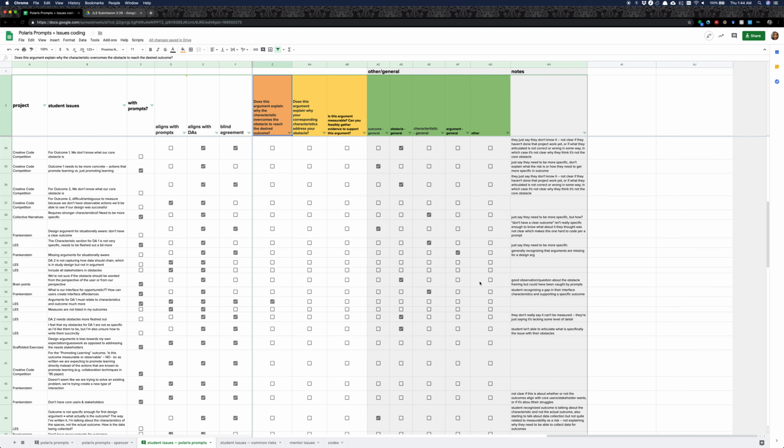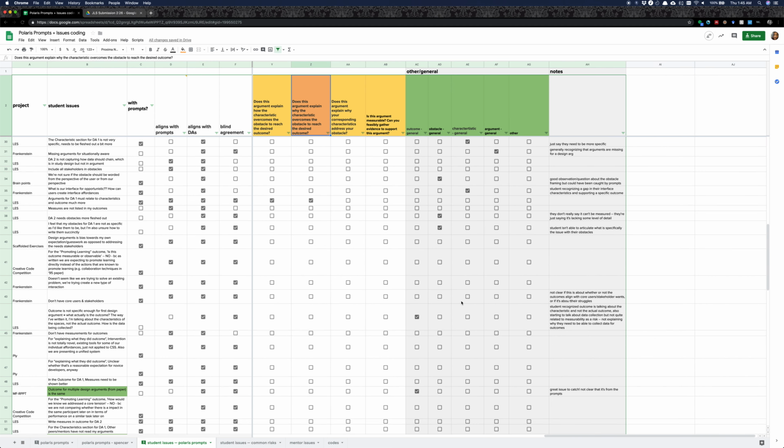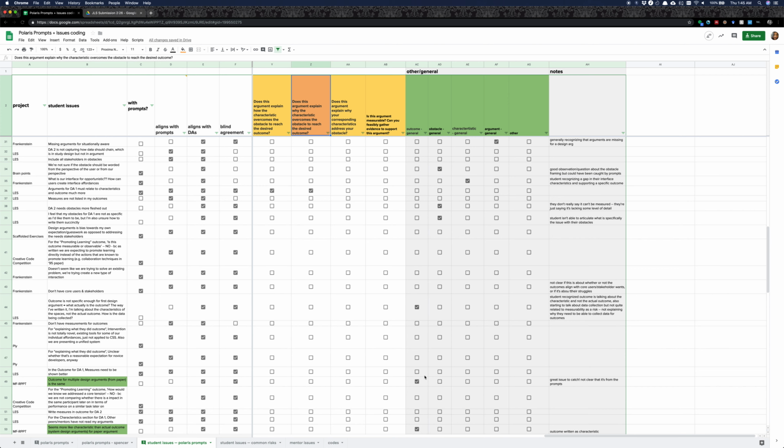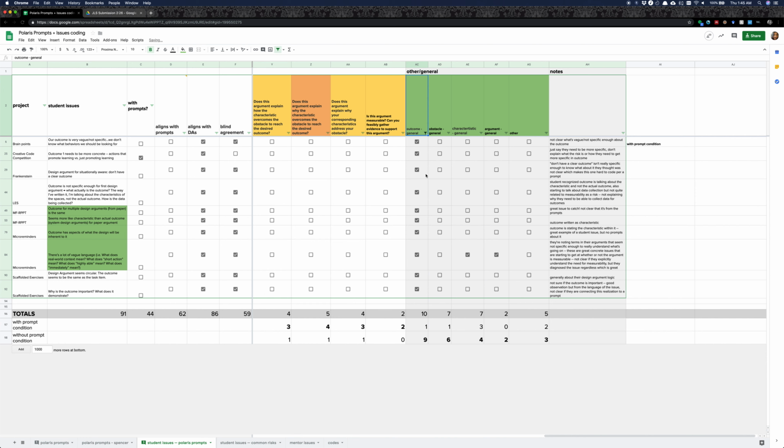So I'm going to filter based on issues that were generally related to outcomes. One theme that we saw over and over again in a couple of the different student issues was that a couple of students, as they were writing out their design arguments, realized, well, I'm writing out this outcome, but it's actually a characteristic. This isn't the outcome itself. I'm embedding the characteristic within my outcome in my design argument, and I'm not separating those out.